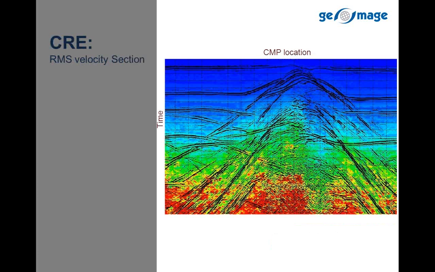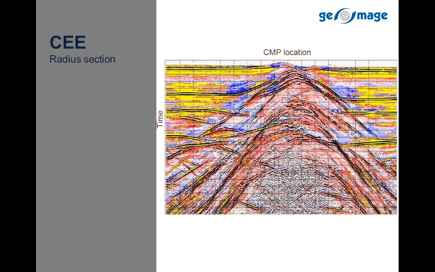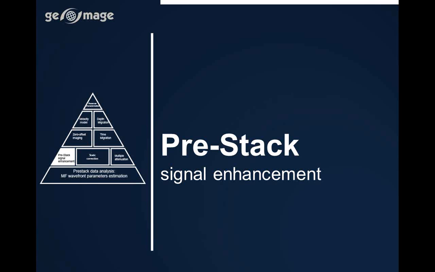Okay, based on these parameters, now we build all our processing and imaging flow. So I will show you only the principal procedures which we use for data processing and imaging. And the first thing we can do is to enhance signal-to-noise ratio in the prestack gathers. So prestack signal enhancement.